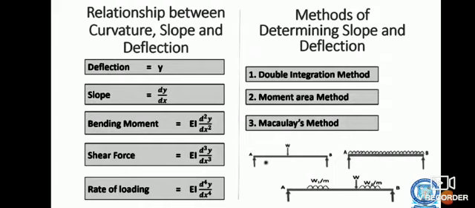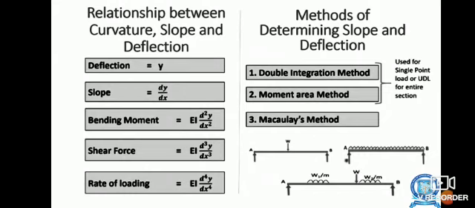There are three different diagrams. The three beams are simply supported beams, and the load acts differently. In the first diagram, a point load acts. In the second diagram, a UDL acts. In the third diagram, several loads, the UDL and point load, act. You can see the first two methods, double integration method and moment area method, are used for a single point load or UDL.